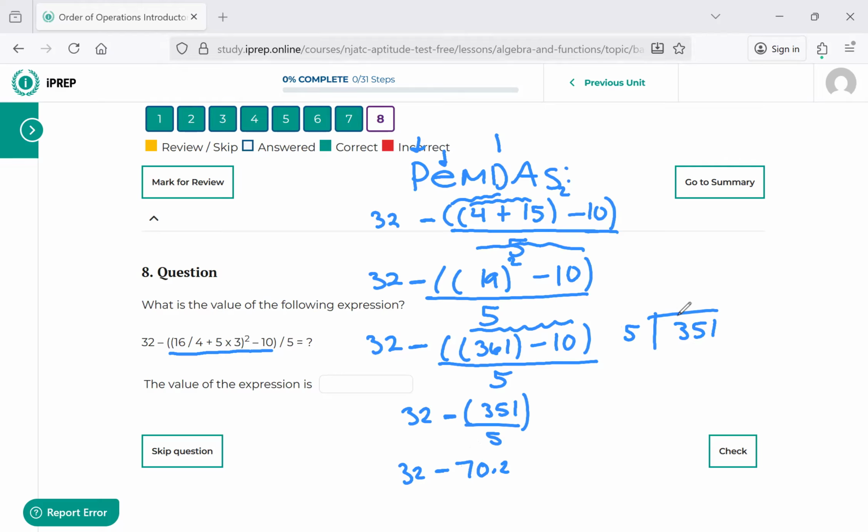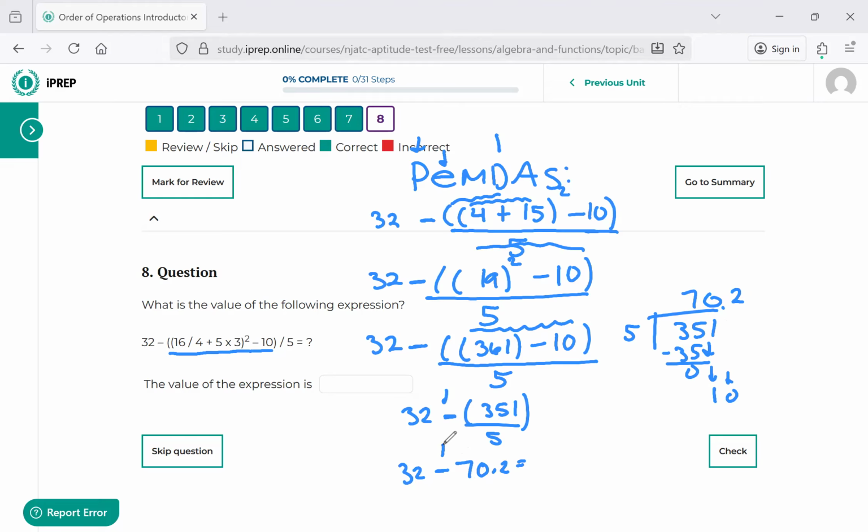It doesn't come out nicely because this would be 7. 7 times 5 is 35, right? Bring down the 1. 5 goes into 1 zero times. Then decimal, bring down the 0. How many times does 5 go into 10? 2. That's how I got 70.2, and then you have this minus.